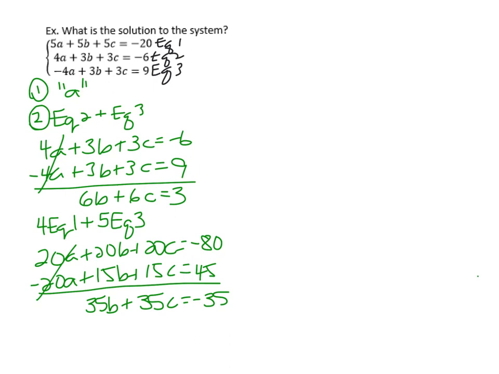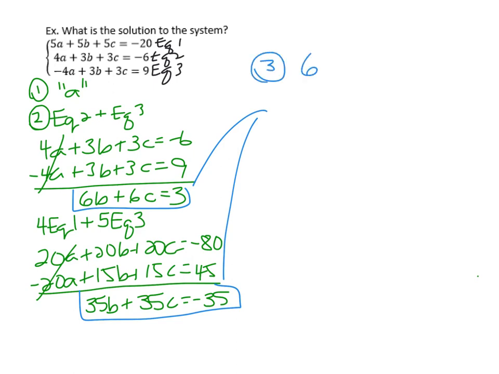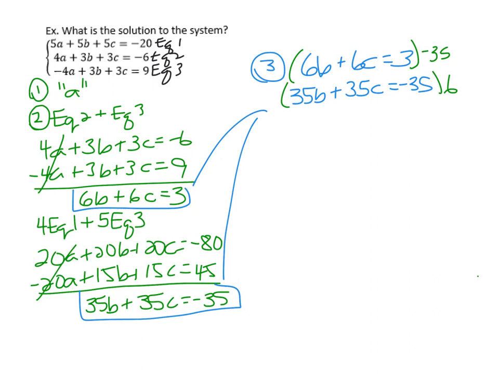Now take the smaller system that we've created, and we'll solve. We have 6b, 6c, and 3, 35b, 35c, and negative 35. The easiest way to solve this one is to eliminate something in each row, or actually change each row to eliminate a column. I think we're going to have to just multiply one equation by negative 35 and the other equation by 6.